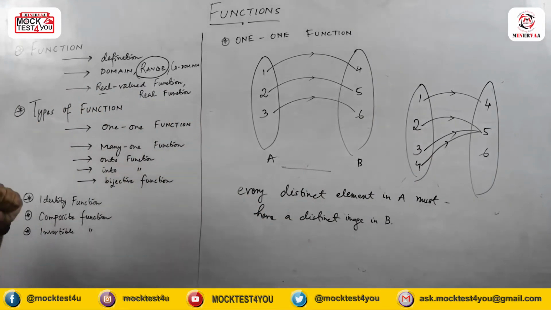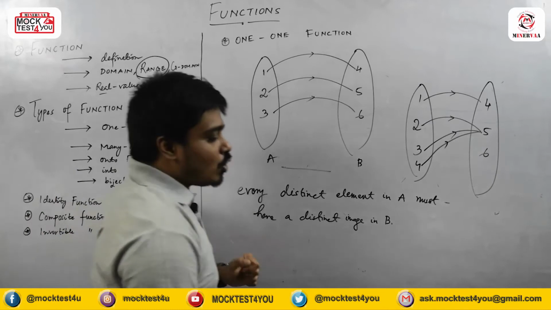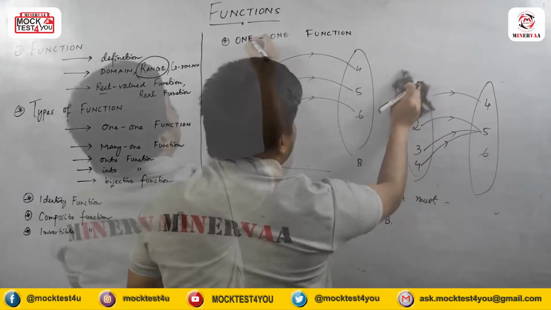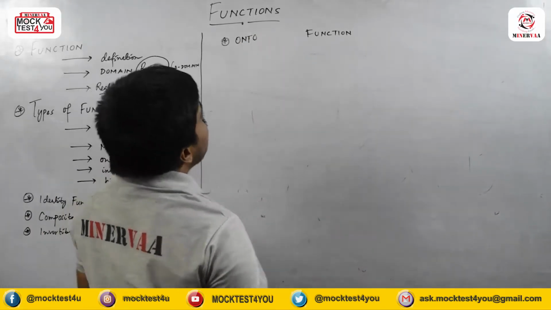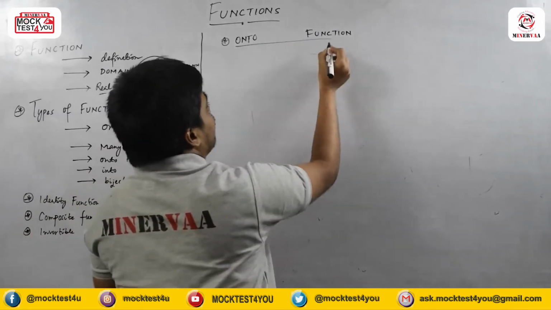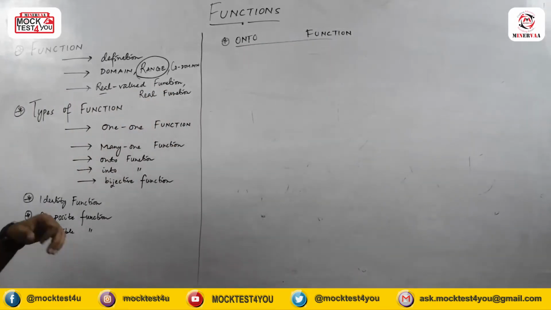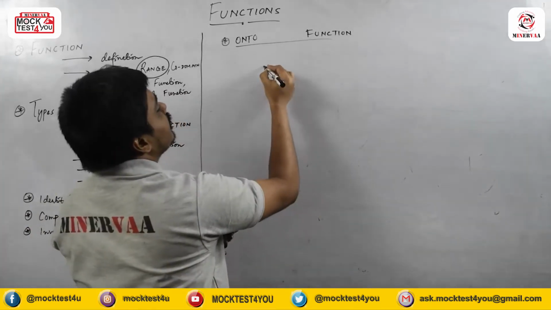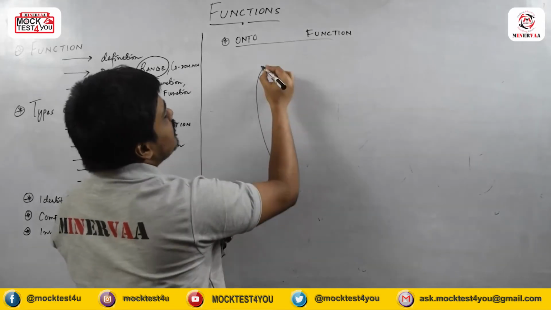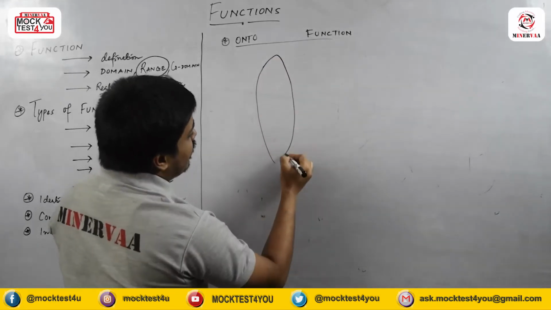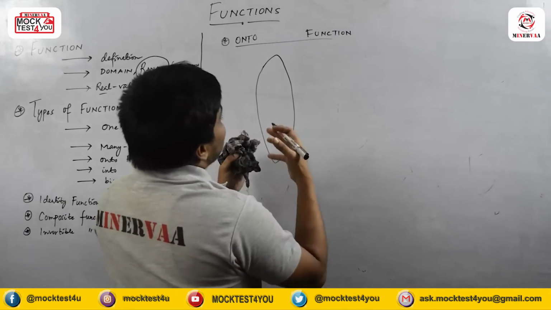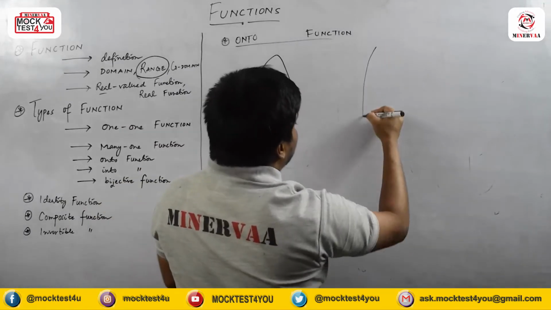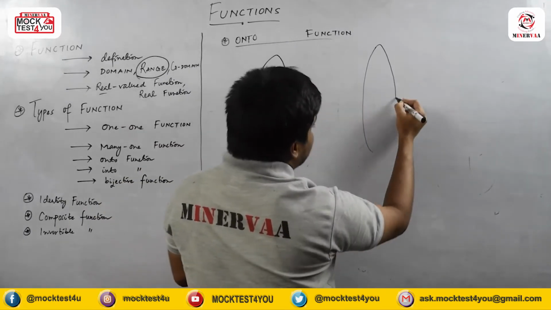Now let's move on to the third topic, that is onto function. Now what is an onto function? Here we cannot say by the name of it. Here there is no significance of the name, because obviously you cannot find every answer from the name. It does not relate to anything with its name.